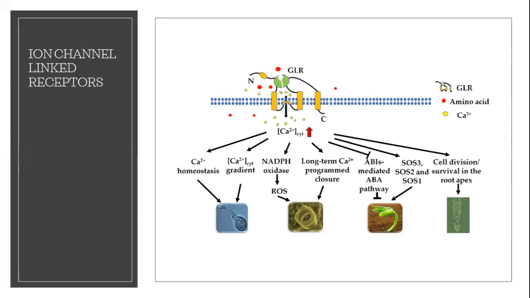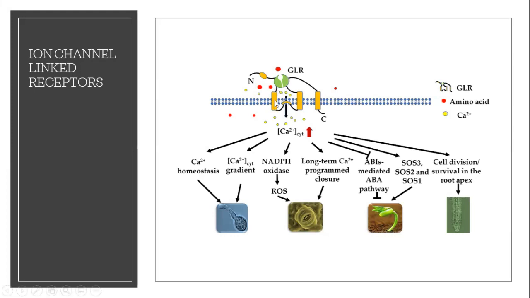First is ion channel linked receptor. The ion channel linked receptor is a very important receptor. The receptor shown here is the GLR receptor, that is glutamate receptor like protein receptor. Now you can see here this is the GLR protein present here.